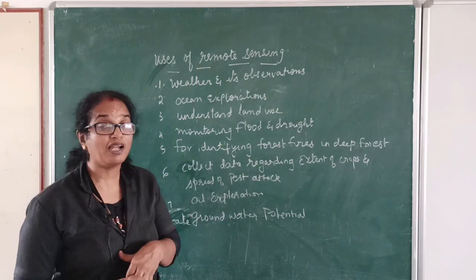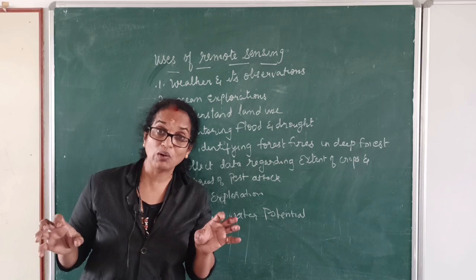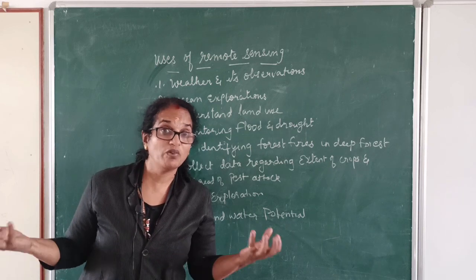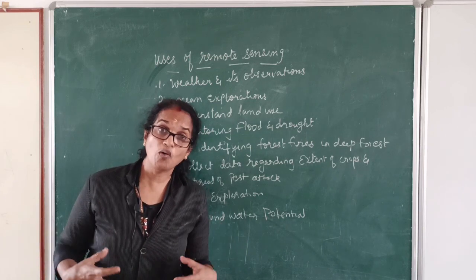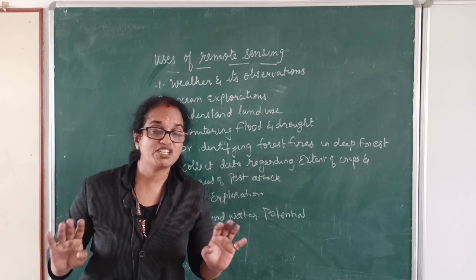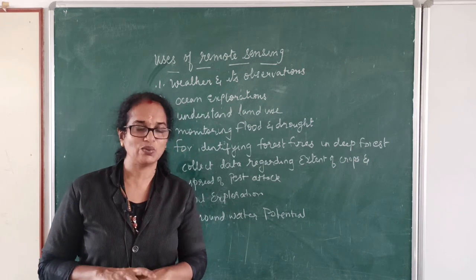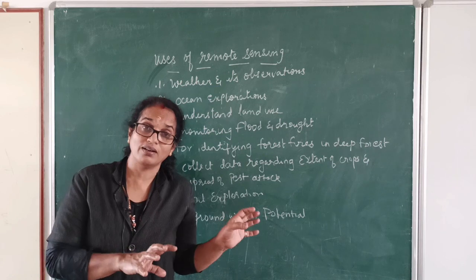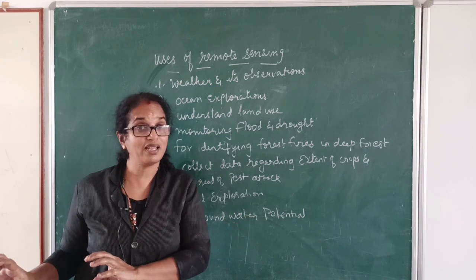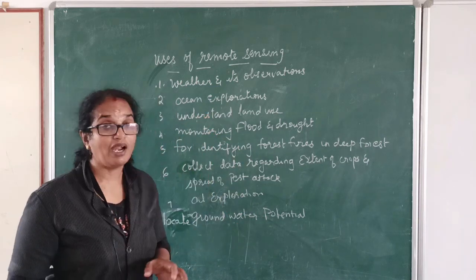Monitoring, to monitor flood and drought. Where all flood is there, flood എന്ന് പറയുന്നത് overflow of water is called as flood, and shortage of water is called as drought. So where all there is flood and where there is shortage of water can be understood by this remote sensing.